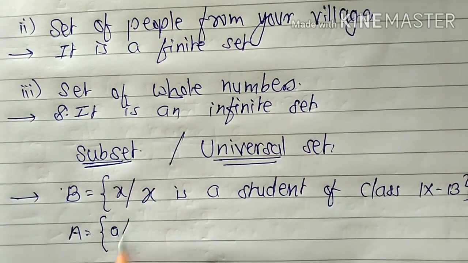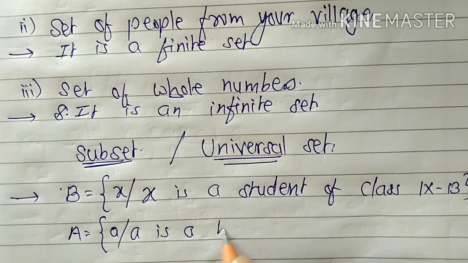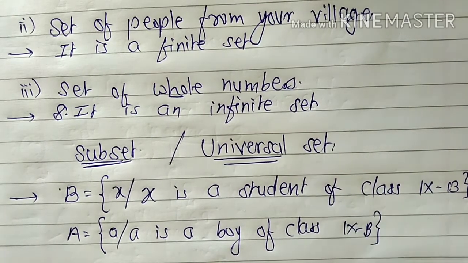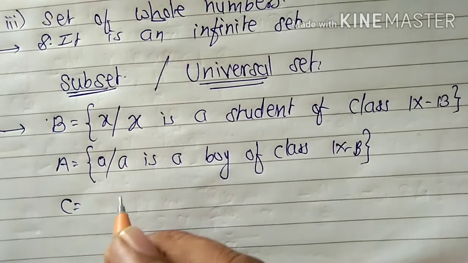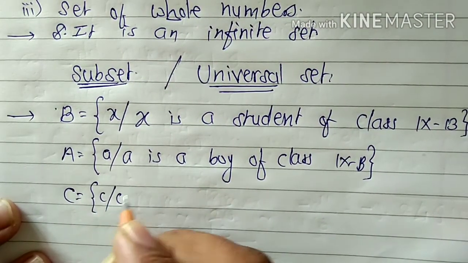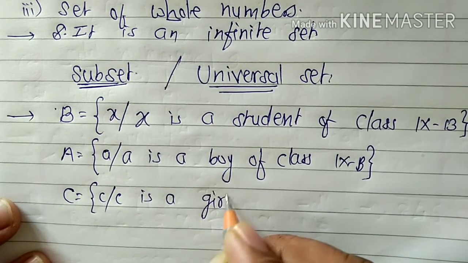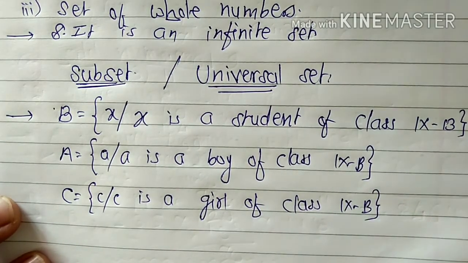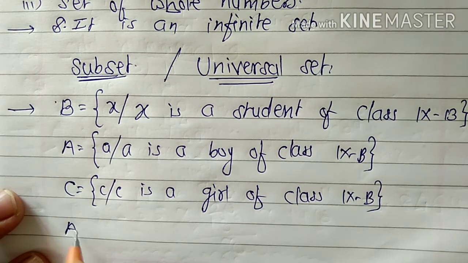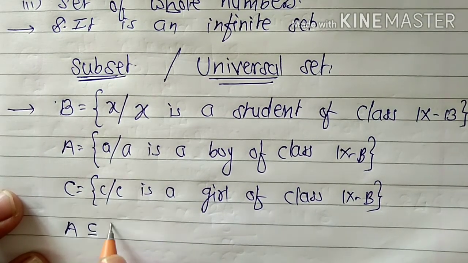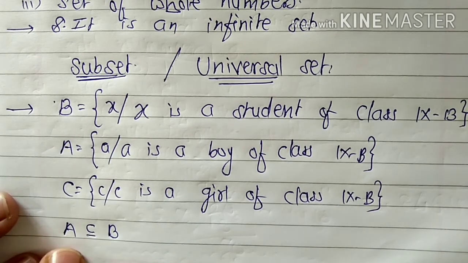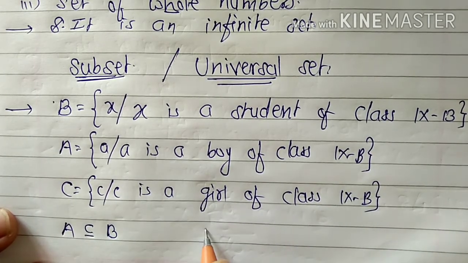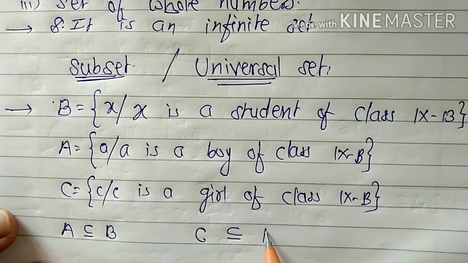Okay, suppose A be another set. It is a set of A such that A is a boy of class 9th B, and C be another set of C such that C is a girl of class 9th B. So we can say A is a subset of set B because all the elements of set A belong to set B. Similarly, we can say that C is a subset of set B.